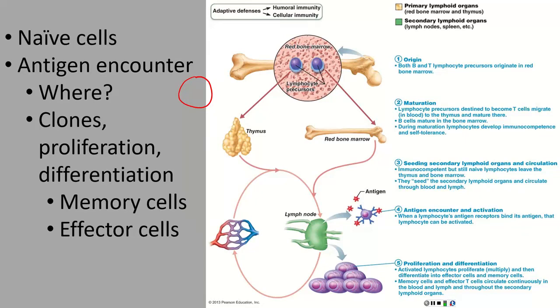And remember when we were talking about formed elements way back when? Something that they all had in common was they were mostly amitotic. They did not go through mitosis. Well, these cells do go through mitosis, but they only do it if they have been activated by encountering their specific foreign antigen.